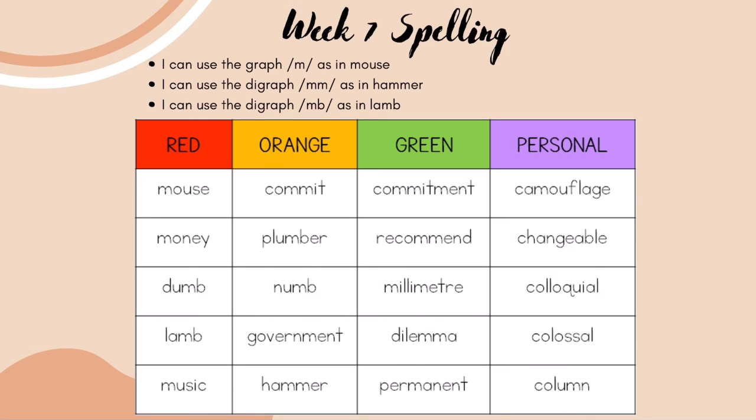Okay, so that brings us to the end of our week 7 spelling lesson. Let's look at the words you'll be looking at this week. In the red column, we have the word mouse, money, dumb, lamb, and music. In the orange column, we have commit, plumber, numb, government, and hammer. In the green column, we have commitment, recommend, millimeter, dilemma, and permanent. And in the personal column, we have camouflage, changeable, colloquial, colossal, and column.